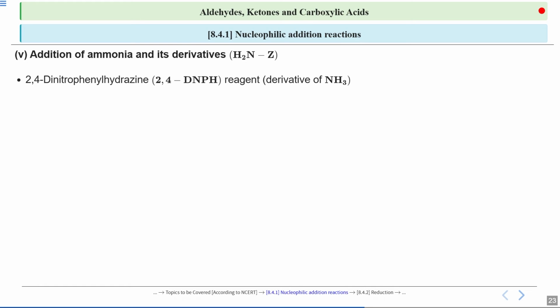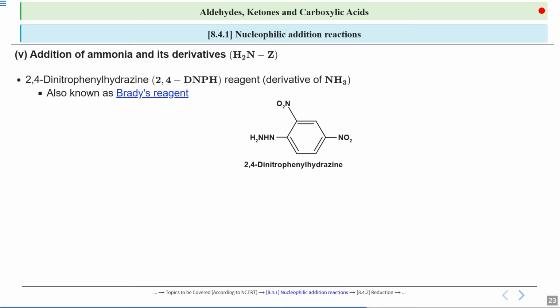Now, there is 2,4-dinitrophenylhydrazine, which is 2,4-DNP. This reagent is a derivative of ammonia. It is commonly used in laboratories to test the presence of carbonyl groups in aldehydes and ketones. This 2,4-DNPH is also known as Brady's reagent.